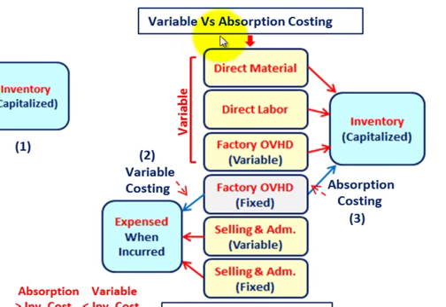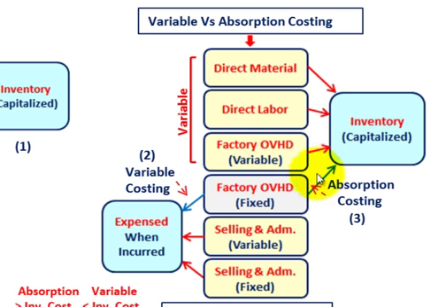Now let's move over here and look at variable versus absorption costing. Starting with variable costing, our direct materials, our direct labor, and the variable portion of our factory overhead go into our inventory and are capitalized. Now, the fixed portion of the factory overhead and all our selling and administrative, the variable and fixed portion, using variable costing, gets expensed. The only things being capitalized for variable costing are the direct materials, direct labor, and the variable factory overhead.